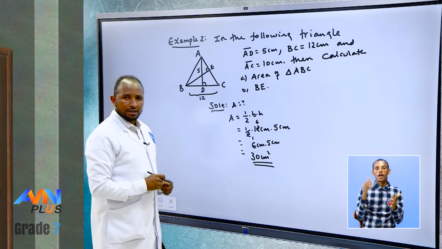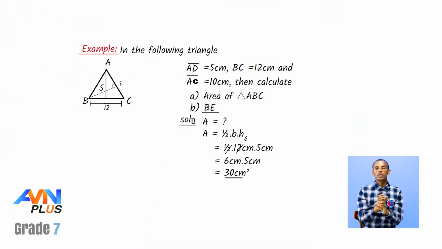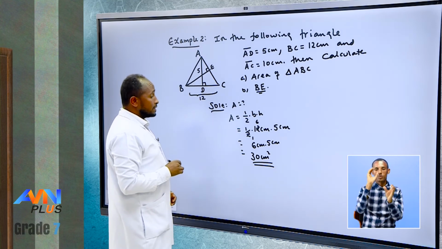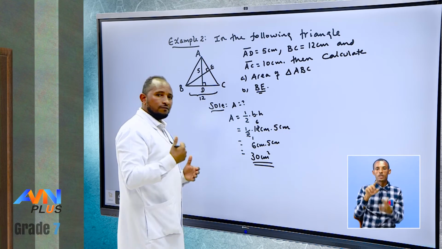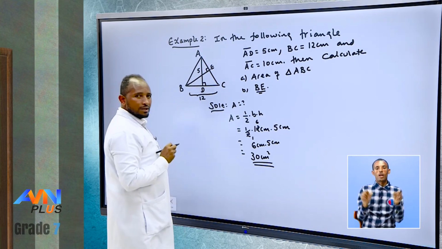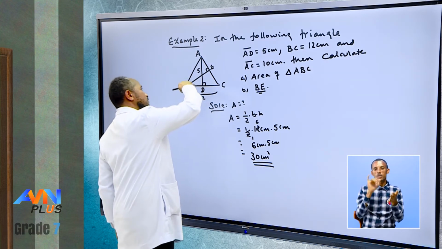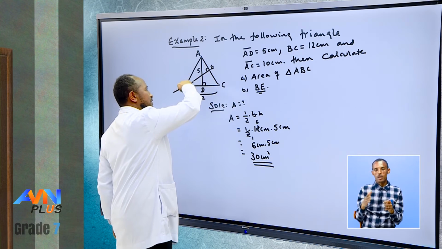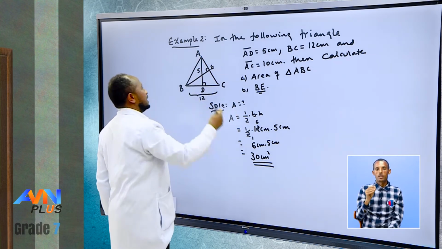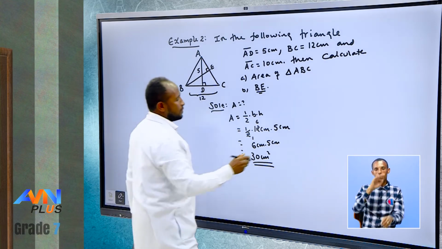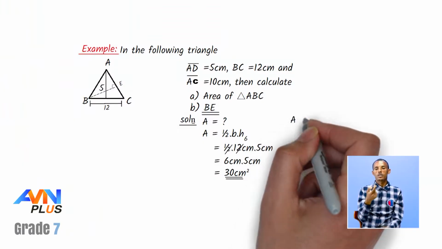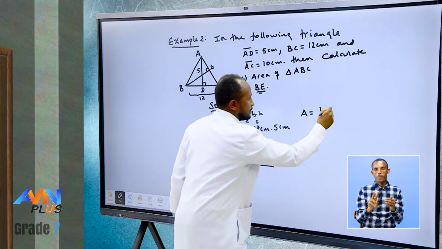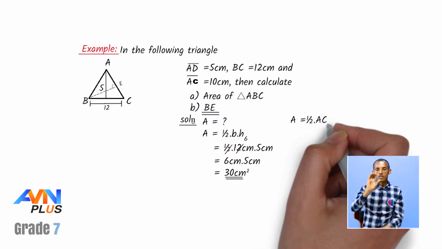But again, we are asked to calculate the length BE, this length. So to calculate length BE, since we have known the area of this triangle, using that and using the formula to calculate the area of the triangle on the other side, or using this height and this side, we can calculate the length BE. So using this equation, area of triangle will be half times this base AC times this height BE.